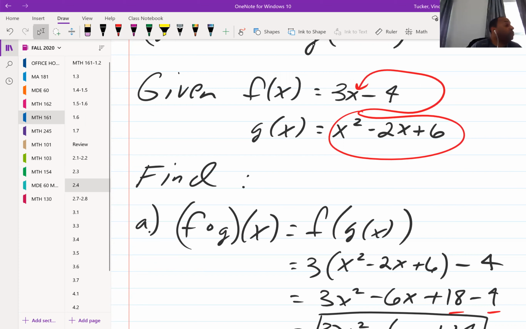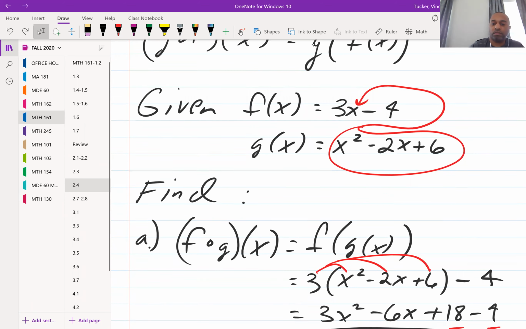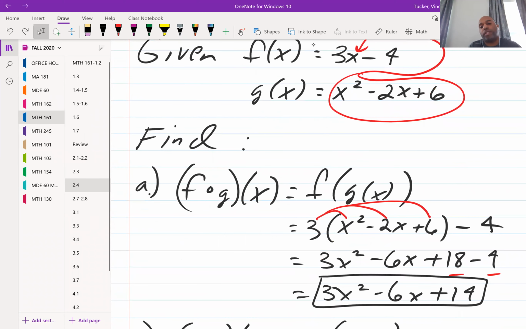Once you've done your substitution, you can go ahead and distribute. So 3 times x squared is 3x squared. 3 times 2 is 6, and then 3 times 6 is 18. And you still have minus 4 in the back. Combine your like terms, 18 minus 4 gives you 14.